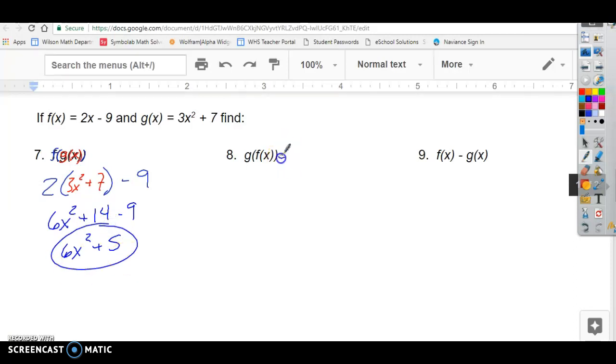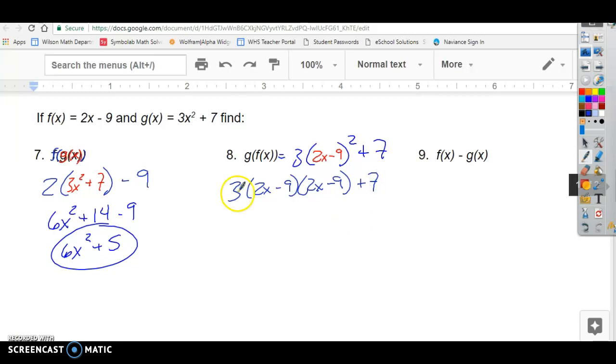And for 8, I'm going to rewrite g, so this is 3 blank squared plus 7. Inside for the blank, we put in f of x, so it's 2x minus 9. So when you do this, we actually have to square first. So we have to do the 2x minus 9 times 2x minus 9.